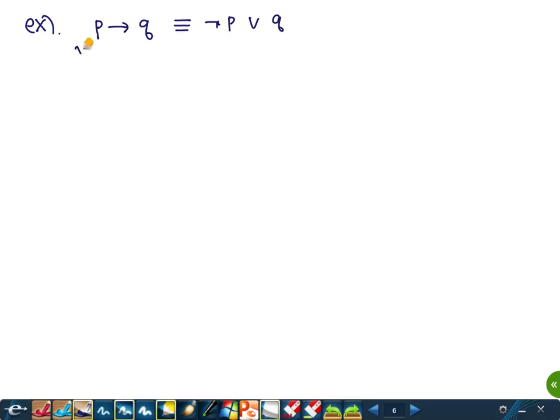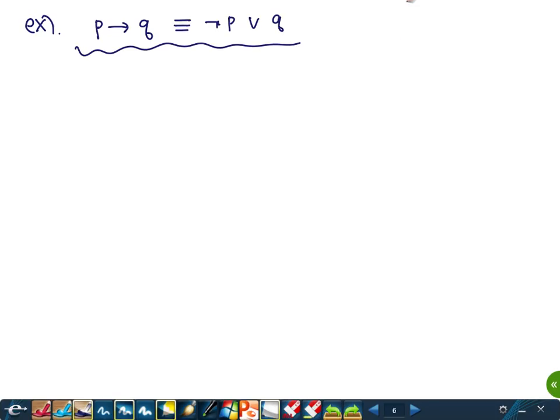Yeah. But do you think this is natural? Does your intuition tell you that this is true? So for instance, use the previous sentence that I used: if you do your homework, you will get an A. Is this equivalent to this: either you don't do your homework or you will get an A? They are the same. Yeah, they are logically equivalent.